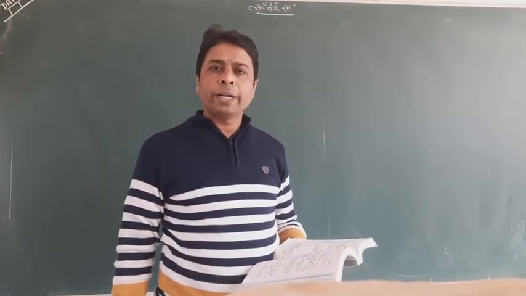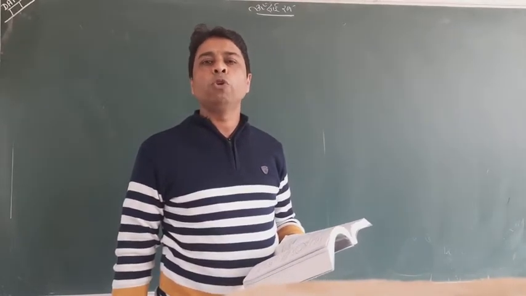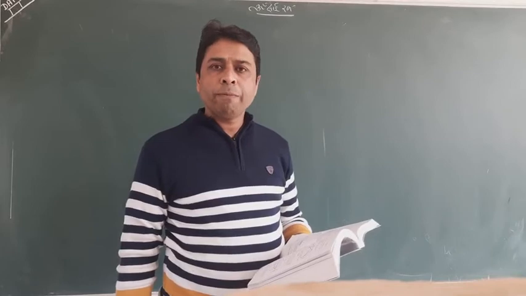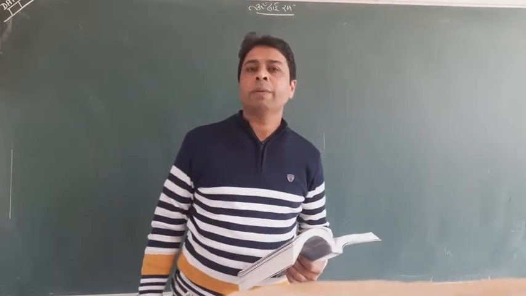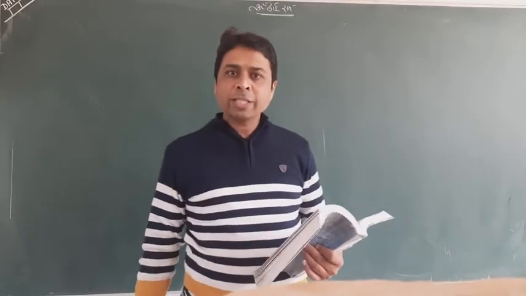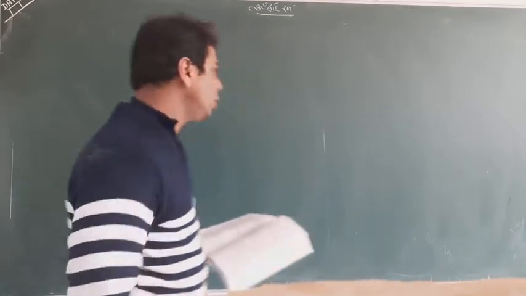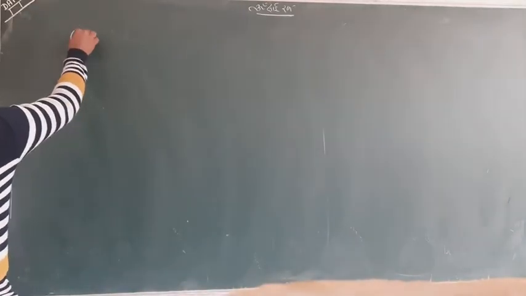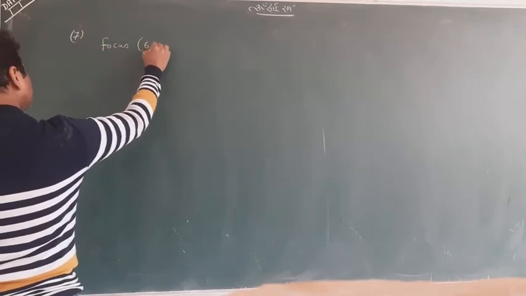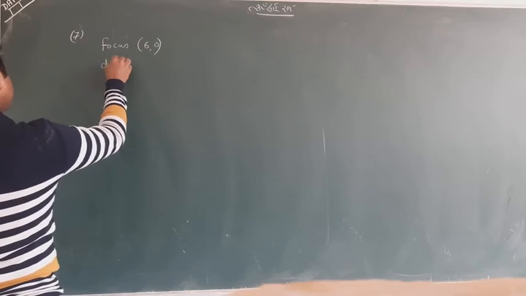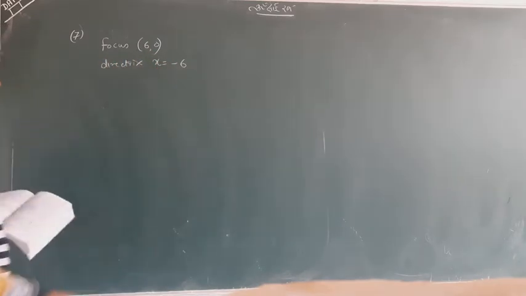Whenever you are told to find the equation of a parabola, you use the definition of the parabola, which is PS equal to PM, where S is the focus and PM is the perpendicular distance of the point P(x, y) to the directrix, meaning focus and directrix must be given. So can you see the 7th question? In the 7th question, you are given the focus, and the directrix is x equal to minus 6.